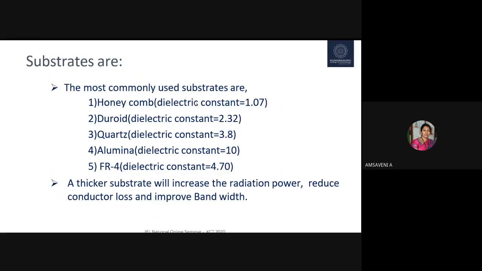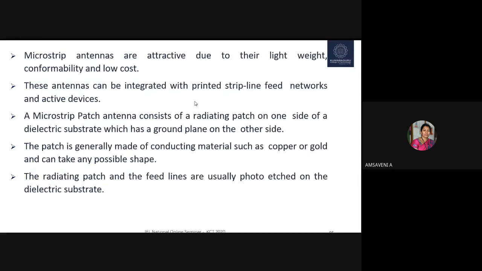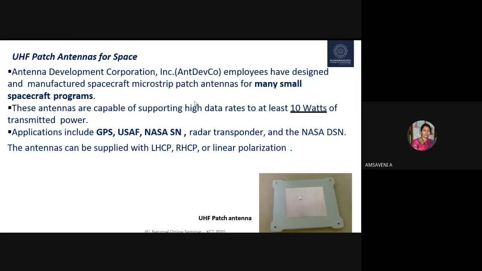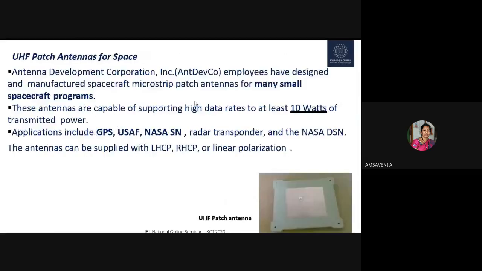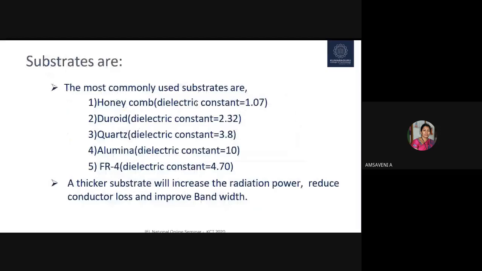Because of the high quality factor, you are getting a low bandwidth. In the first slide we have seen, but you can reduce this quality factor by increasing the thickness of the dielectric substrate. Increasing the thickness of the dielectric substrate will improve the radiation power and bandwidth. So bandwidth is improved because the quality factor gets reduced.